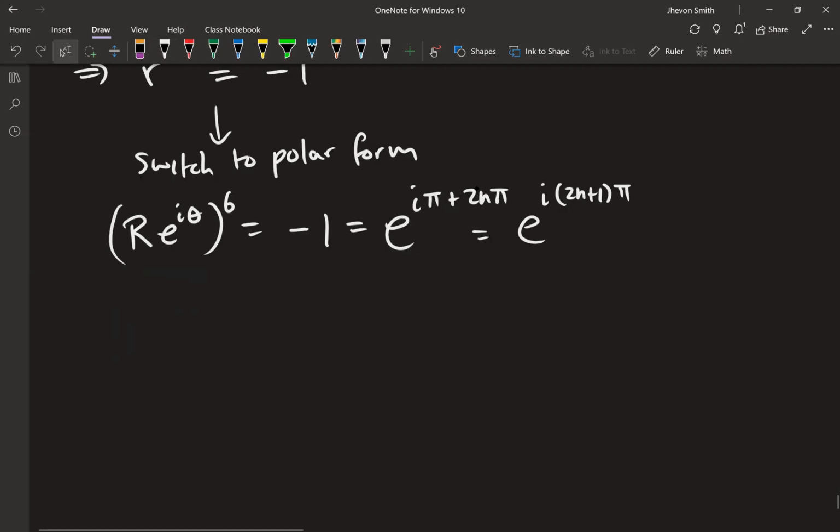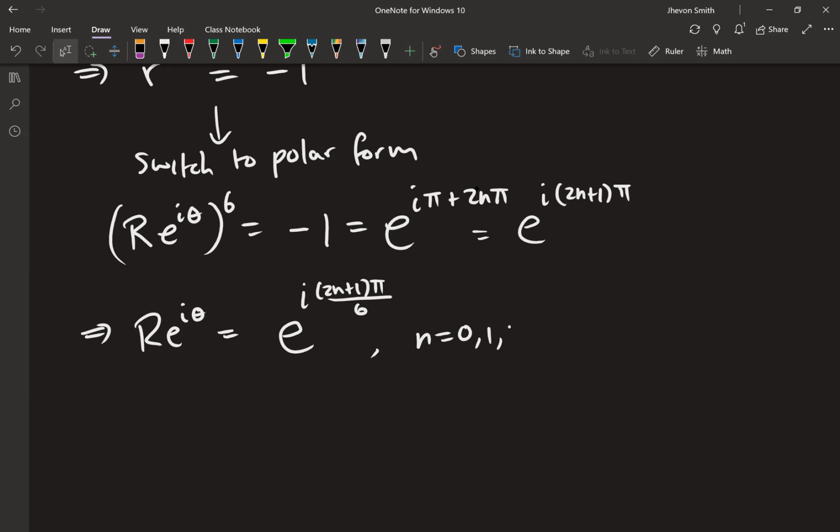And so my R e to the i theta is going to be equal to, just take the 6th root of both sides, and I would get i times (2n plus 1) pi over 6. And then I choose 6 consecutive integers: 0, 1, 2, 3, 4, 5, 6. I won't need the 6. Now, I just find all the roots.